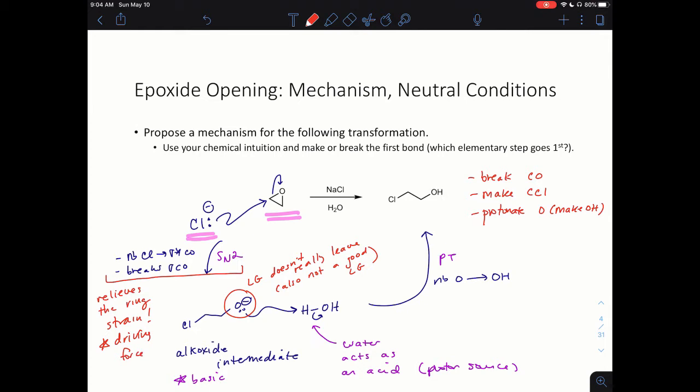Otherwise, chloride's a relatively weak nucleophile. So otherwise, it's a little bit confusing. Weak nucleophile, bad leaving group, but it's because you're relieving the ring strain. So the ring strain is released here. We have this alkoxide intermediate, and then it gets protonated by water to form the nice neutral product.